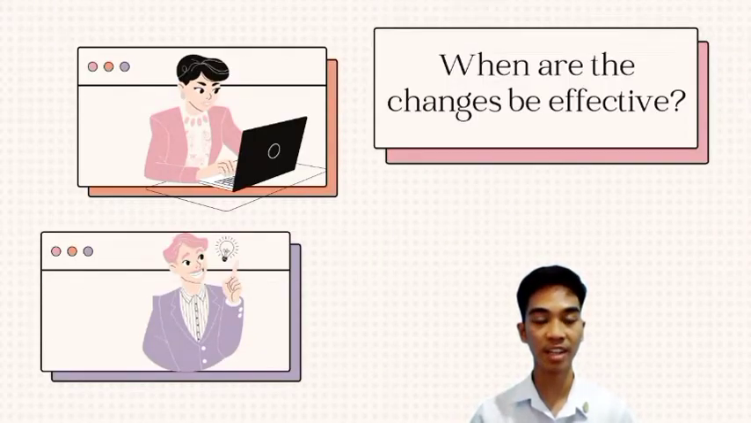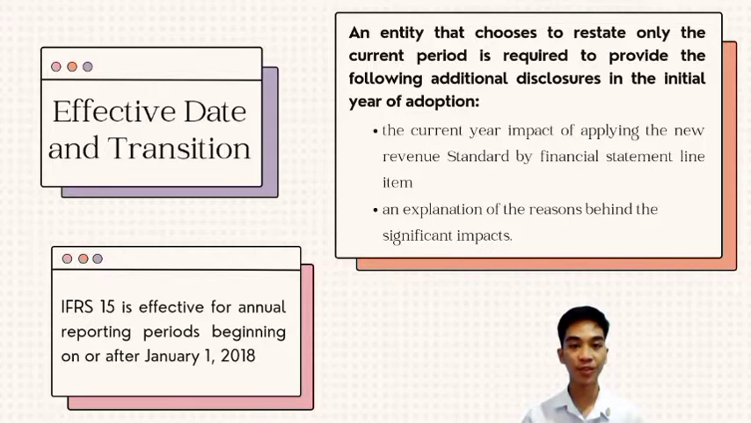Effective date and transition. IFRS 15 is effective for annual reporting periods beginning on or after January 1, 2018. IFRS 15 is required to be applied for annual reporting periods beginning on or after January 1, 2018, with earlier application permitted. If an entity chooses to apply IFRS 15 for an annual period beginning before January 1, 2018, it is required to disclose that fact.